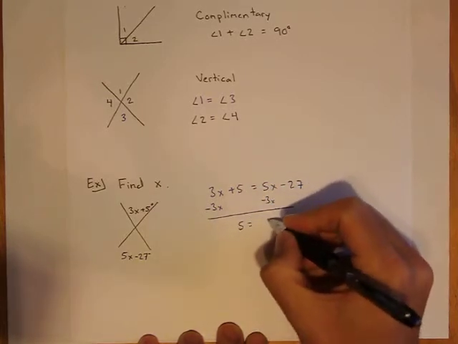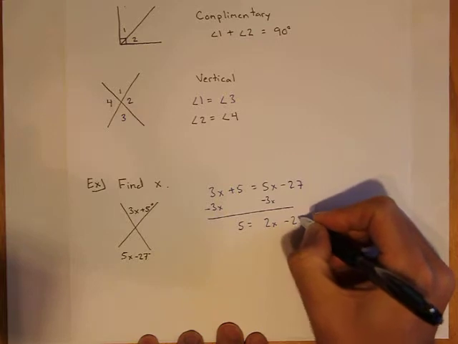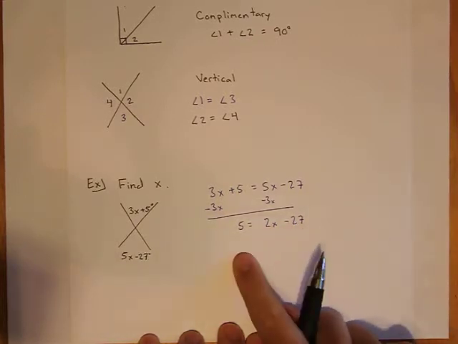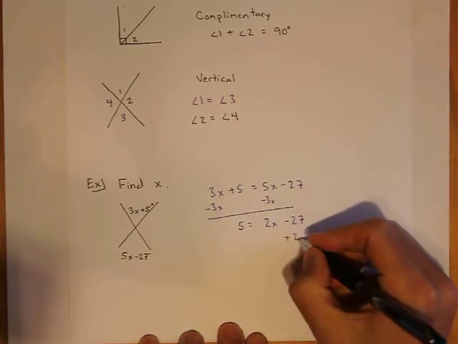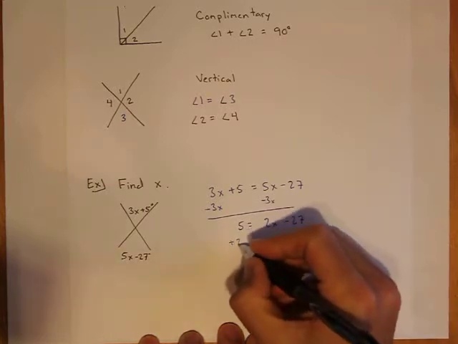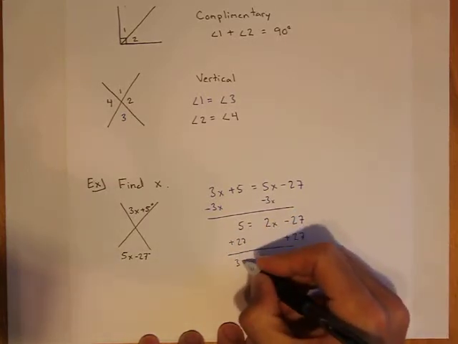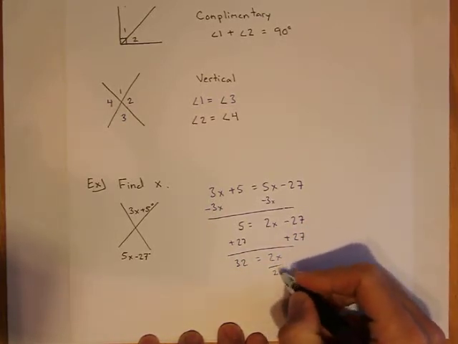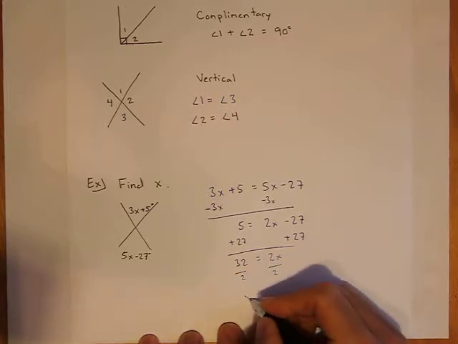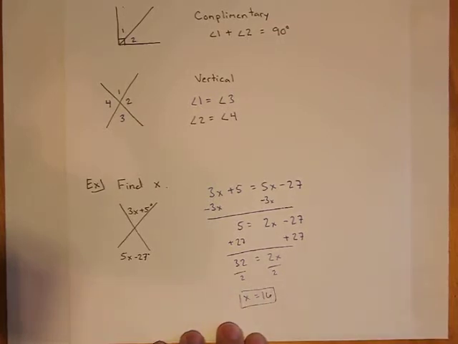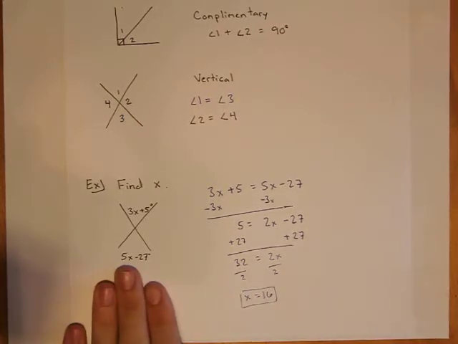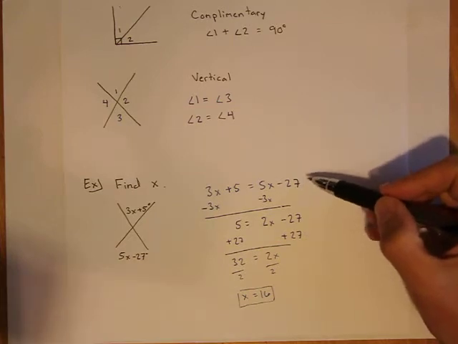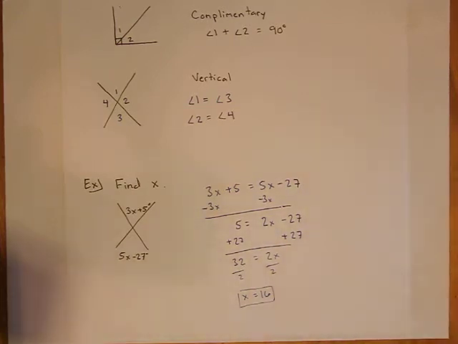I get 5 is equal to 2x minus 27. I now need to move the numbers to the other side, so I'm going to add 27 to both sides. And I get 32 is equal to 2x. And then lastly, to get x alone, I divide both sides by 2. And I end up with x is equal to 16. I used the angle relationship of vertical angles to set up my equation, and then I was able to get x alone, and I solved and got x is equal to 16.